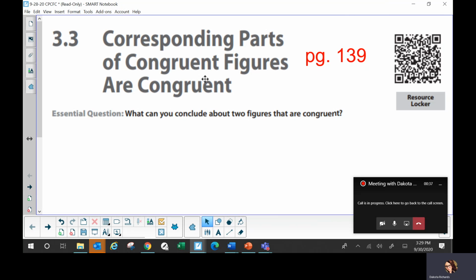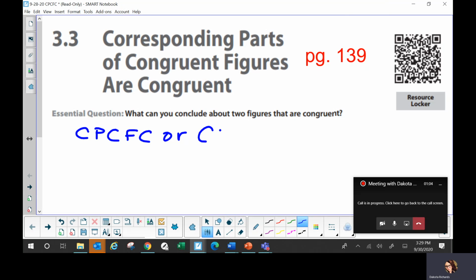So the first thing we talked about: corresponding parts of congruent figures are congruent. That was on Monday. And you can also say corresponding parts of congruent triangles are congruent. And it's often abbreviated as CPCFC or CPCTC. Okay. That was what we talked about Monday.